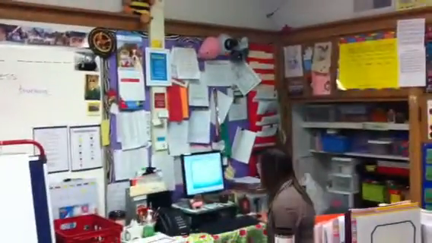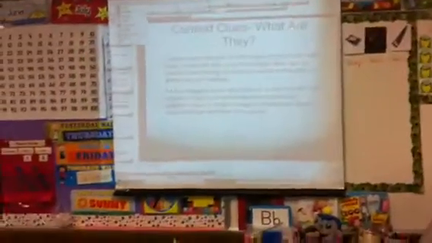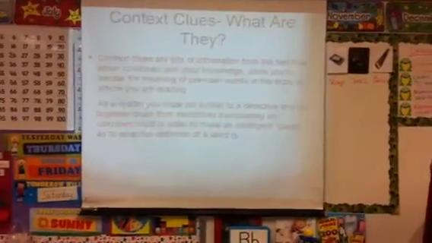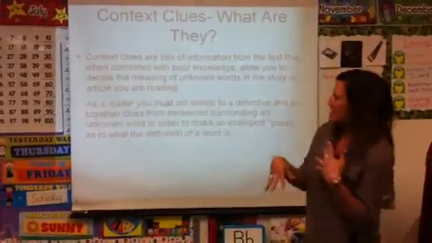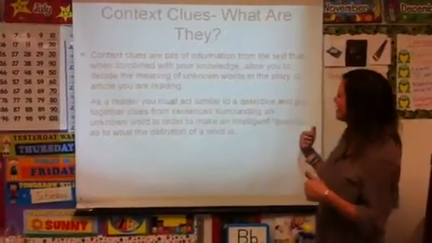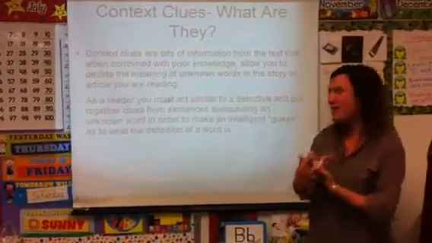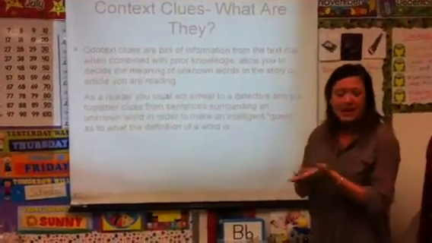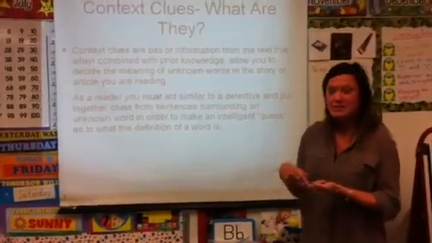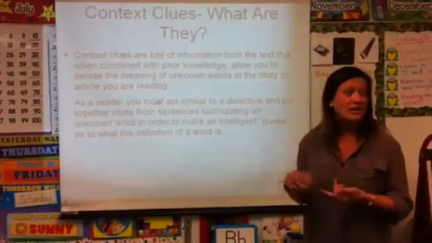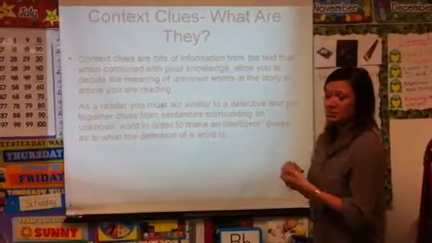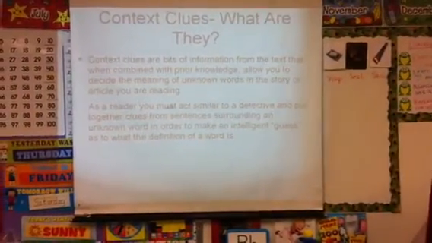Okay, so context clues. What are they? Let me just get this full screen. Context clues are bits of information from the text that, when combined with prior knowledge, allow you to decide the meaning of the word. As a reader, and as informational and narrative text get more difficult, there are going to be words or phrases that we're unfamiliar with that we need to figure out in order to determine what the text is telling us.